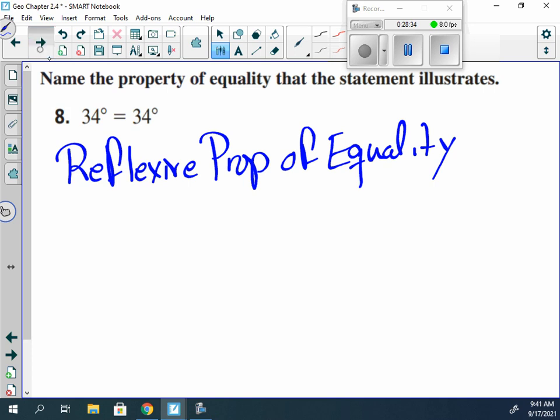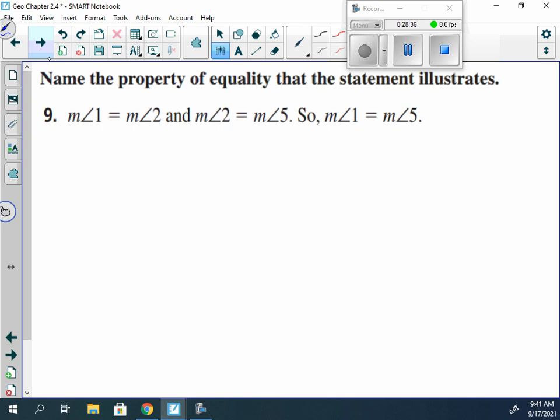Let's look at the next one. Measure of angle 1 is equal to the measure of angle 2. And the measure of angle 2 is equal to the measure of angle 5. Transitive, so measure of angle 1 is equal to the measure of angle 5.